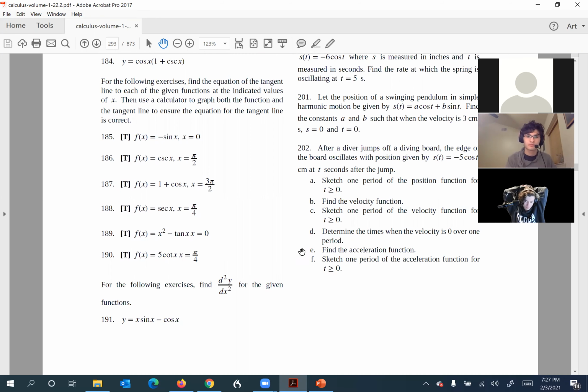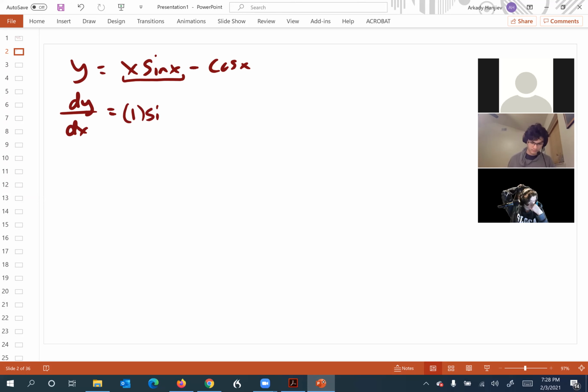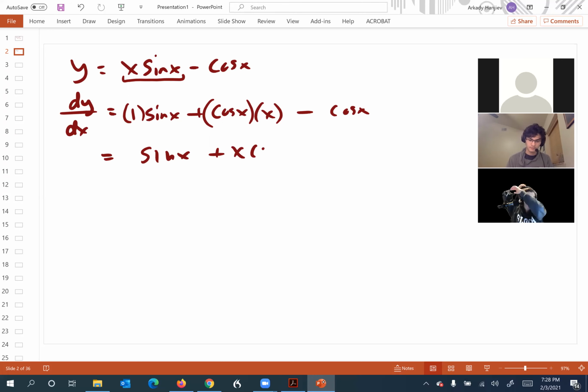x sine x minus cosine x. Is that what it is? Yeah. And we're trying to find the second derivative, right? Yes. Okay, let's go with it here. I see a y that's going to be changed into dy/dx. This looks like a product rule to me. So that means it's going to be the derivative of the first one times the second plus the first times the derivative of the second. So sine goes to cosine times the first, then minus cosine at the end. Are we good there with that one? Yeah. Okay, so I got sine x plus x cosine x minus cosine x.